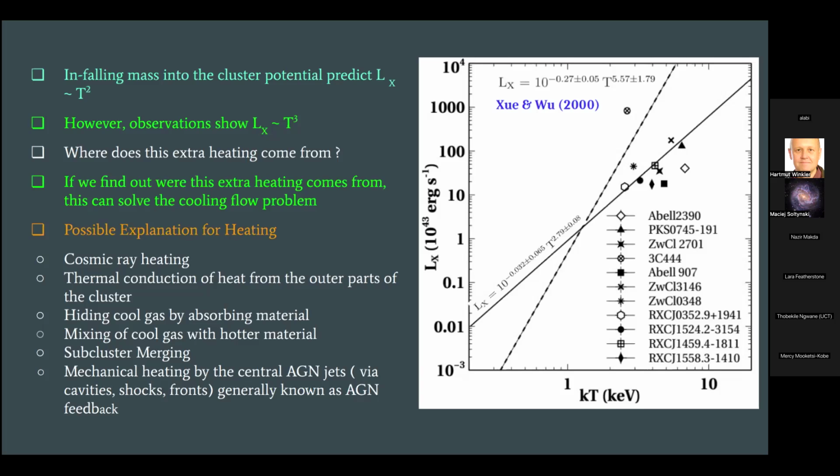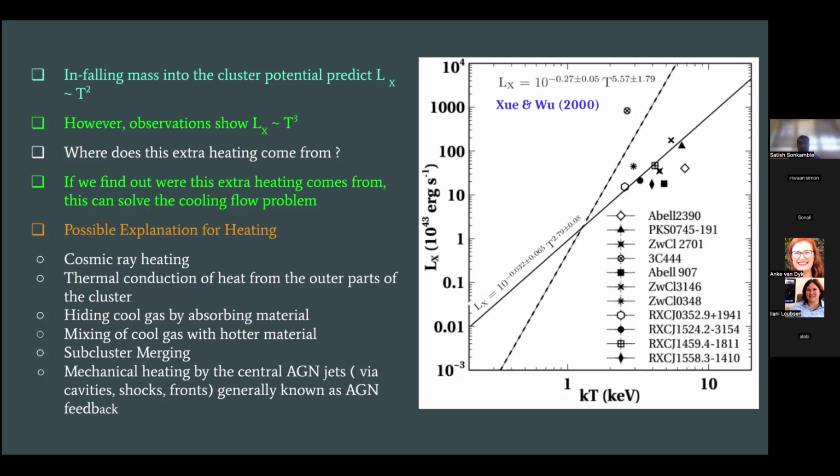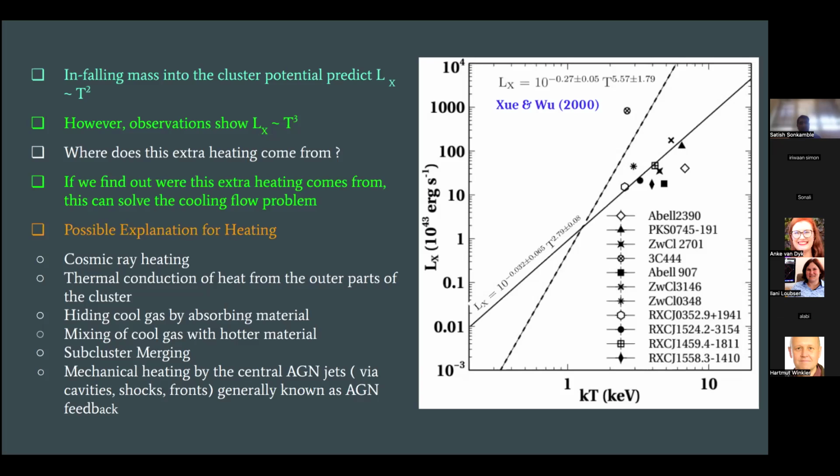If you could address this issue, then we can possibly solve the cooling flow problem. There are many possible models or scenarios proposed to understand the cooling flow problem. Cosmic ray heating is one of them, and another is thermal conduction of heat from the outer part of the clusters to the inner part. There is also the possibility that at the core a cool gas is hidden by some absorbing material. And there is also a mixing process going on at the core, where the cool gas mixes with the hotter gas and the temperature may increase.